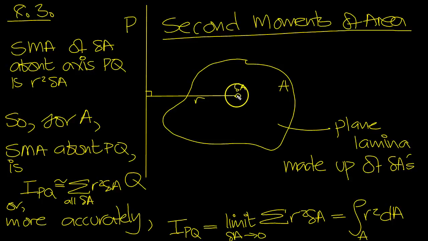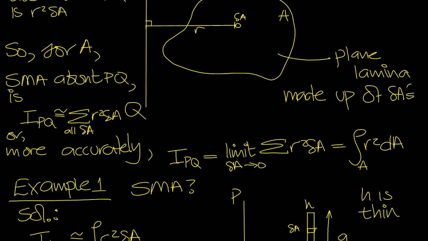Okay, we're going to suppose delta A is sufficiently small so that this distance is fine, and it's just from here to here. So for the total area, we can add up all these second moments of these small areas to find the total second moment of area for the entire plane lamina made up of these little segments. So the second moment of area is the sum of all these r squared delta A's. But the accurate answer is when you take the limit of delta A tending to 0, and you get the answer by integration.